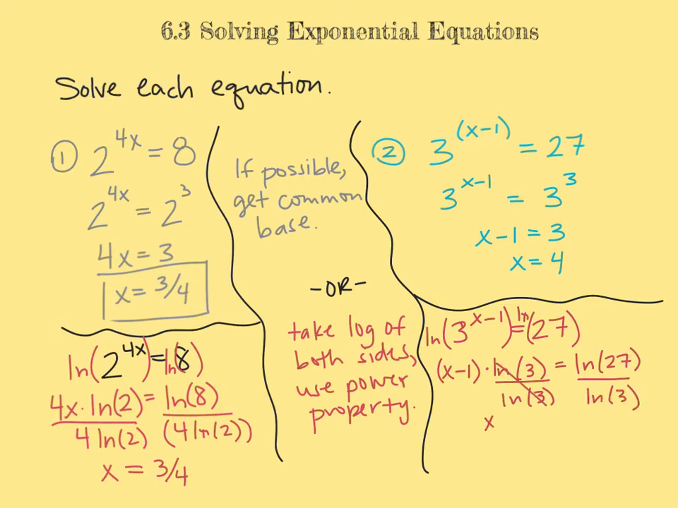Once we've done that, we'll have x minus 1 equals, and then at this point, I would recommend putting it into your calculator. So I'll do that in real time. We have ln of 27 divided by ln of 3, and that gives us a 3. Then we'll add 1 to both sides and get our final answer of 4.